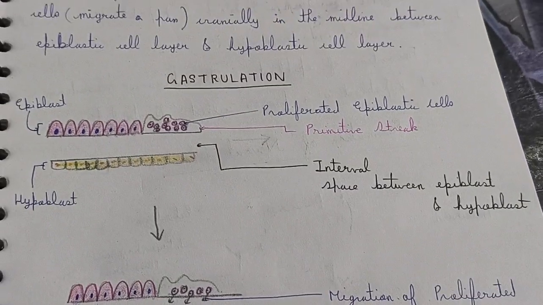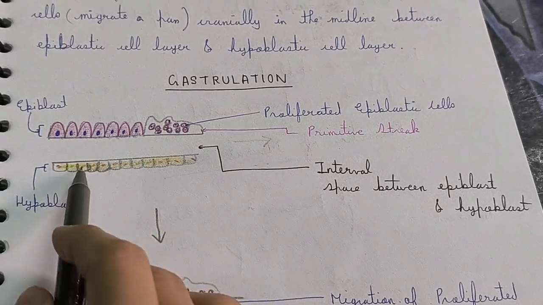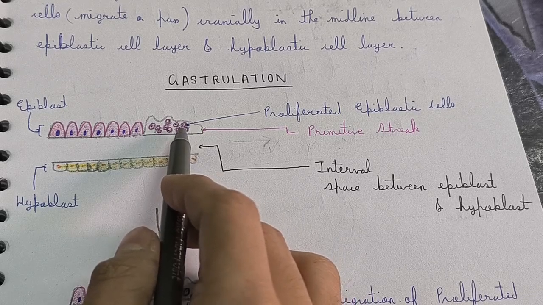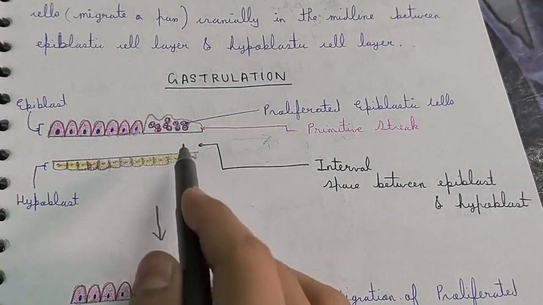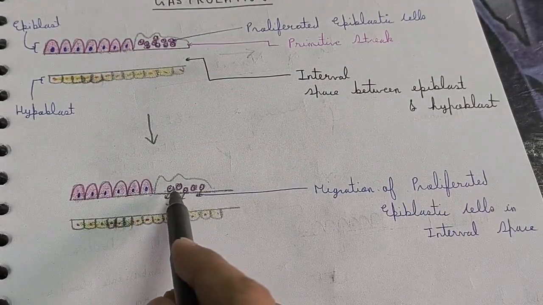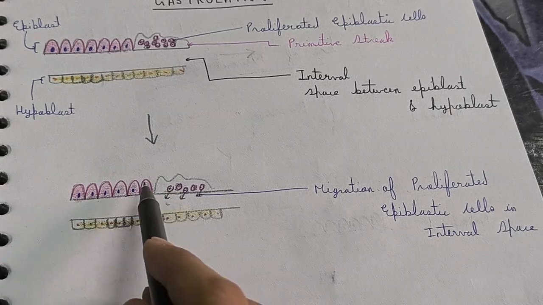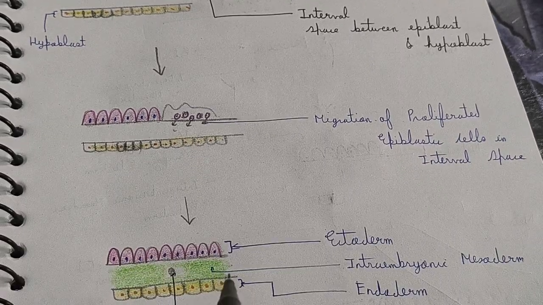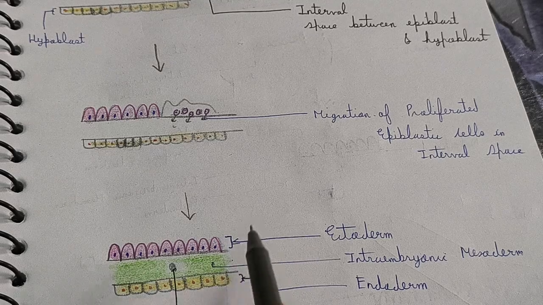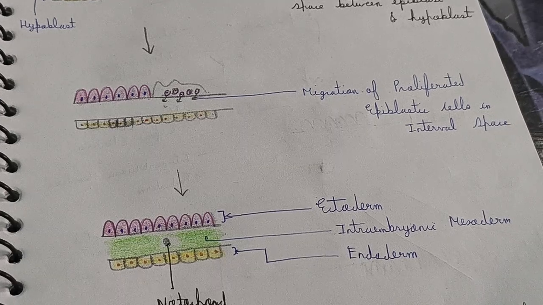So friends, let's discuss the gastrulation process. Here are the epiblast cells and these are the hypoblast cells, and there is a primitive streak containing proliferative epiblast cells. Here again this is the interval space between epiblast and hypoblast. See that these proliferative epiblast cells are again migrating in the interval space between the epiblast and hypoblast. As a result, you can see the intraembryonic mesoderm forms, and the ectoderm. So here epiblast cells are converted to ectoderm and the hypoblast cells are converted to endoderm.